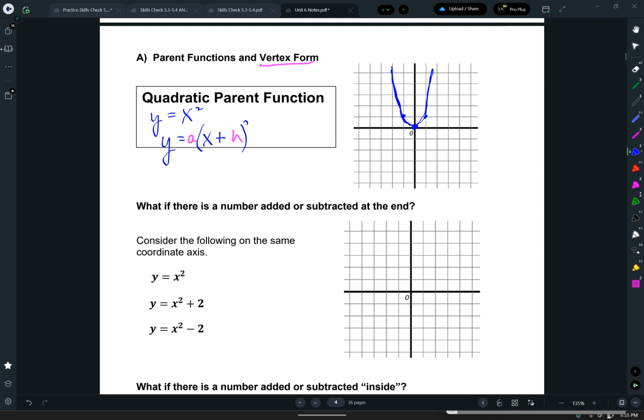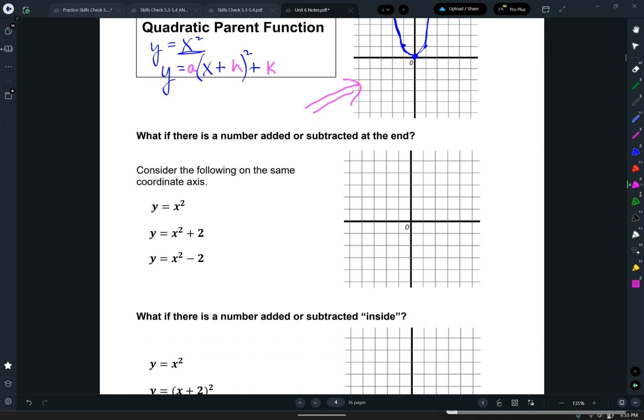And it has to be squared, because that's what gives us this x squared concept. And then out at the end, you could add or subtract any particular number, and I'm going to call it k. So again, the A, the H, and the k are just places where you could have different numbers. And those different numbers will change the shape of this basic parent function. Okay, so let's talk about what those numbers do.